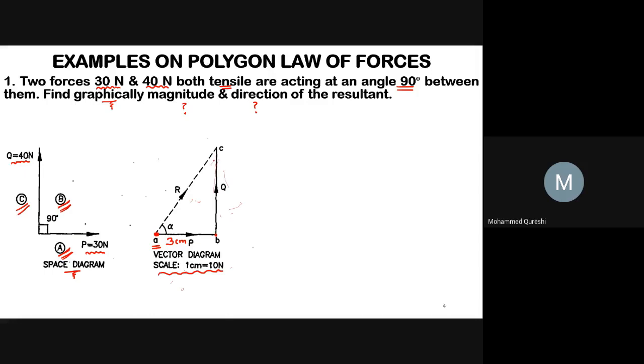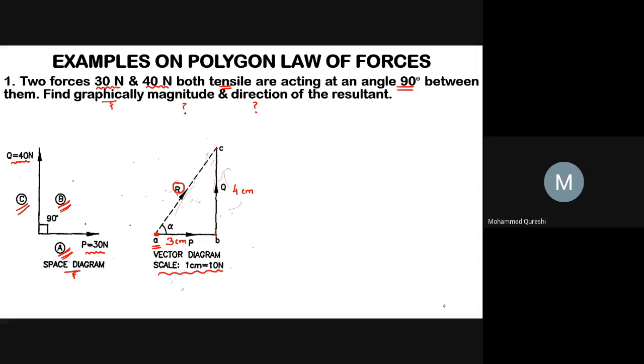So here your BC will be 4 centimeter, as 1 centimeter equals to 10 Newton, therefore 4 centimeter equals to 40 Newton. Now, what will we do next? We have to draw the closing line, that is C to A, closing line C to A. This will give you the resultant, that is magnitude of capital R.